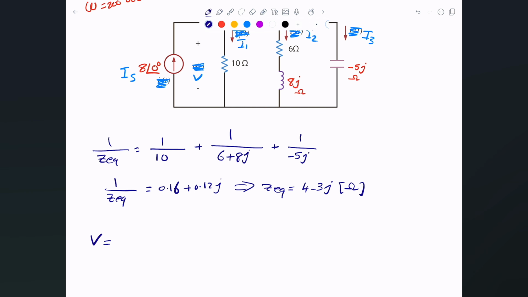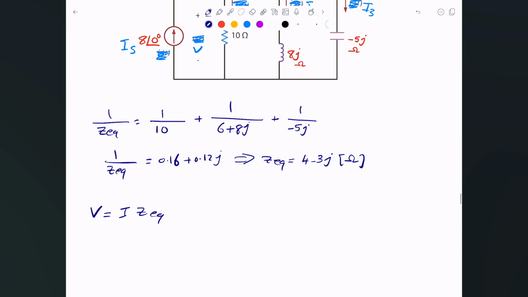So the voltage simply is based on Ohm's law. It's just I times R, or I times Z for that matter. So it's I times Z equivalent. But what is I? Well, I is simply 8 at 0 degrees, and the Z equivalent is 4 minus 3j.